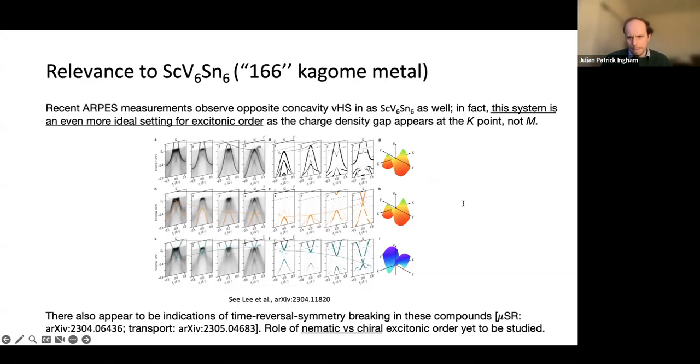And so, yeah, there also seem to be some indications of time reversal symmetry breaking in these compounds. There was a μSR experiment reported earlier in the year, shortly followed by transport. And so it's interesting to consider the possible interplay of nematic or chiral excitonic order in these materials, and their response to strain and applied fields is essentially unexplored.